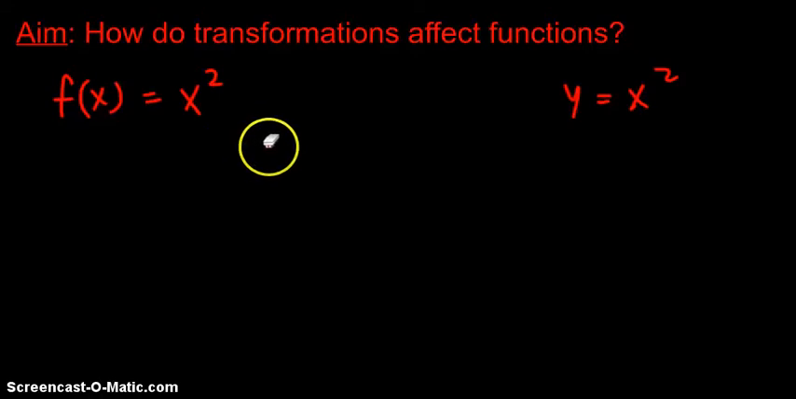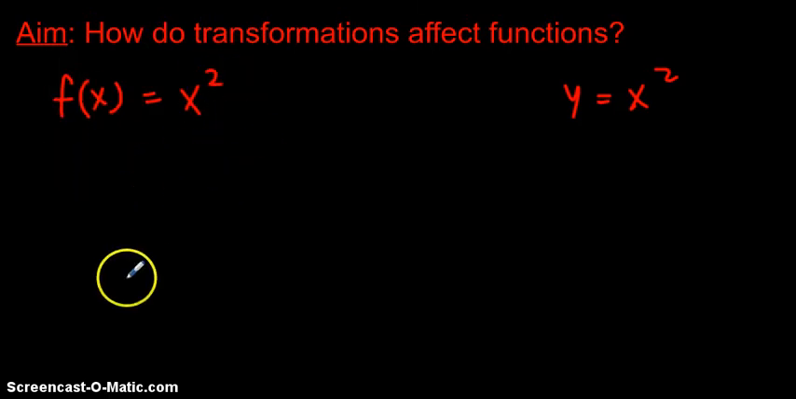Alright, so we're going to look at transforming functions, and this is actually the parent quadratic function. y is equal to x squared, also written in function notation here as f of x is equal to x squared. So let's look at some of the things we're allowed to do.